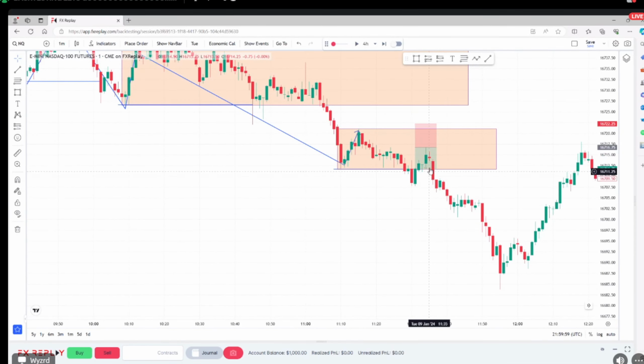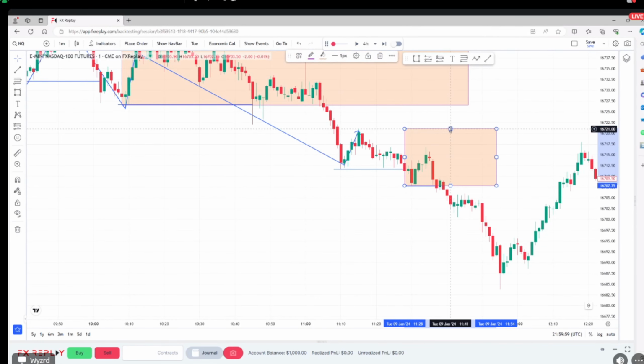Continuing on, we go down, we close below this low, because this is the low that sent us back up here, and then we close back below. So this is going to be our new protected high, and this is going to be our zone. This last upswing will be our zone.